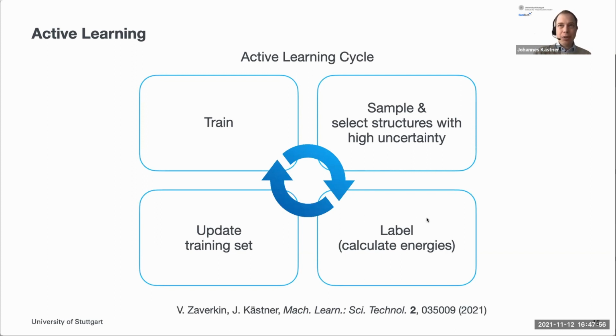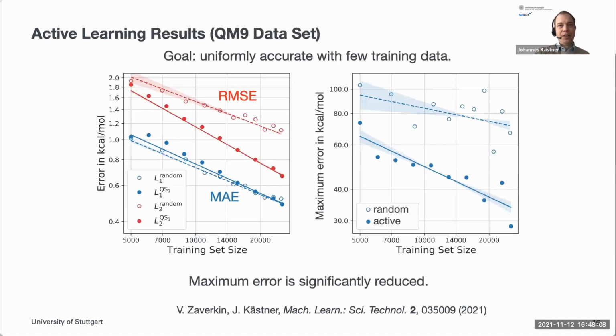Then we calculate labels. This means in practice atomic energies and forces. We update the training set, we retrain, and in such an iteration, we can improve the potential energy surface significantly. What kind of improvement can we actually achieve? So this is again for the QM9 dataset. The reference for the dataset has been given on the previous slide.